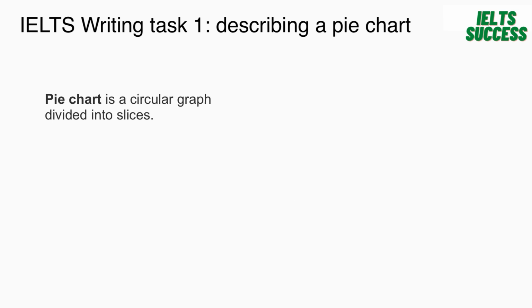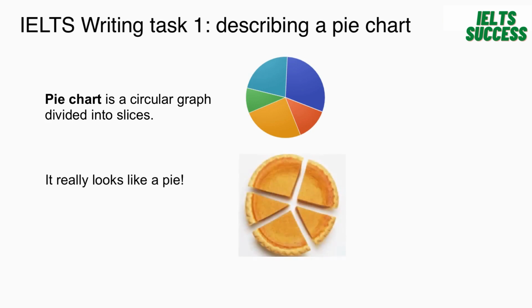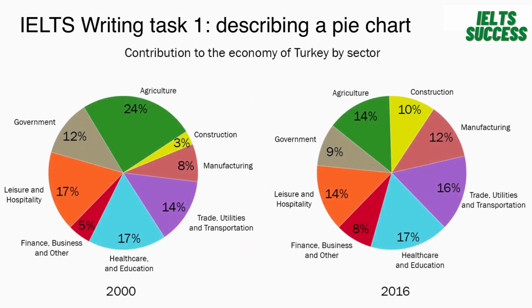As you know, a pie chart is a circular graph divided into slices. Well, it really looks like a pie, so that's where its name came from. Now let's return to our chart. The name of our chart is Contribution to the Economy of Turkey by Sector. We have two pie charts. The first one corresponds to the year 2000, and the second one corresponds to the year 2016.